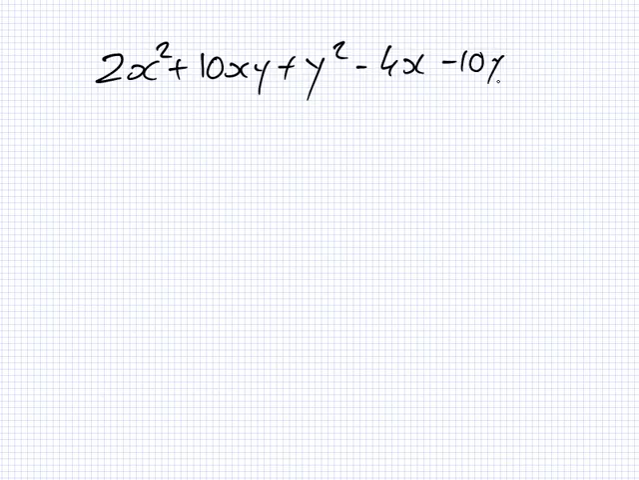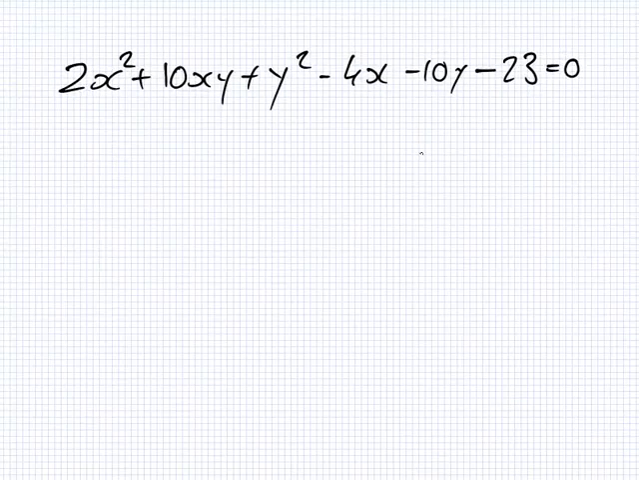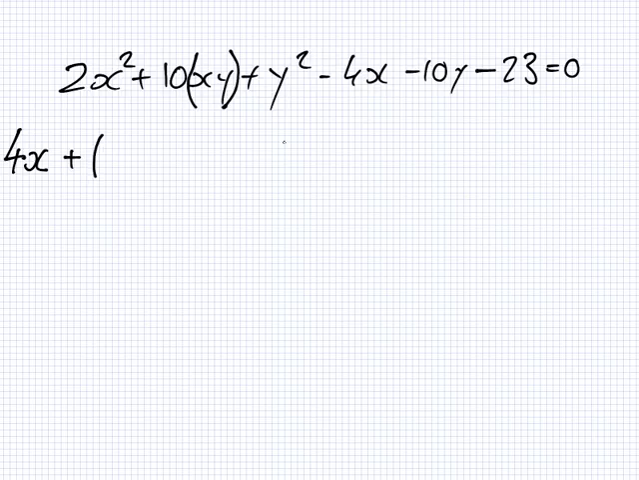What's the equation? 2x squared plus 10xy plus y squared minus 4x minus 10y minus 23 equals 0. Right, so implicit derivative. This will be 4x plus, now here with the xy, it's a product rule. I'll do that one in a minute. We'll do the other part first.